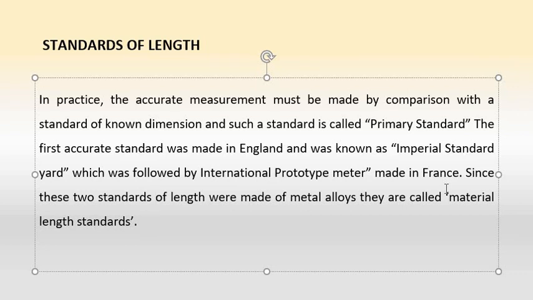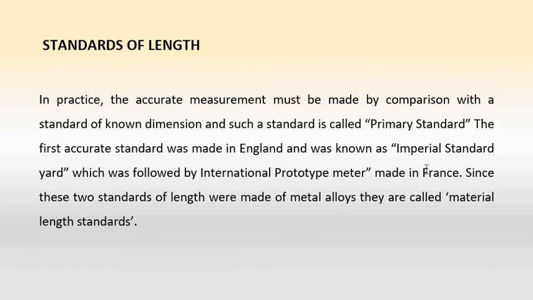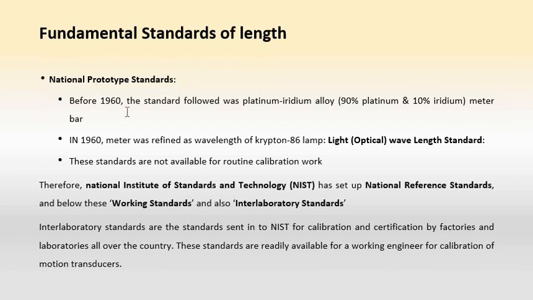made in France. And since these two standards of length were made of metal alloys, they are called material length standards. Okay, these two, that is Imperial Standard Yard and International Prototype Meter, are the first standards that came, and these standards were based upon metal alloys, and due to the specification of that metal alloy, these standards were developed, and due to that it is named as material length standard. What is National Prototype Standard?